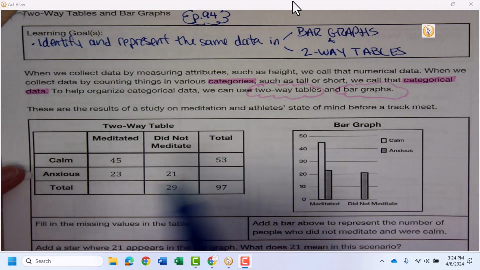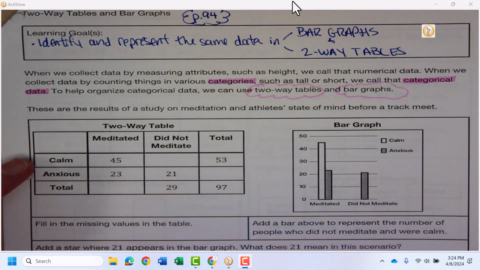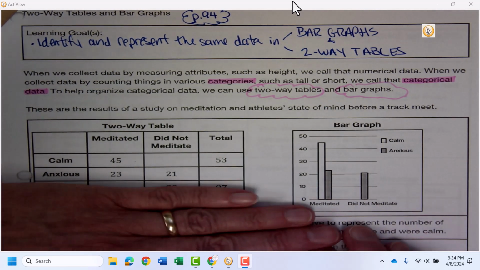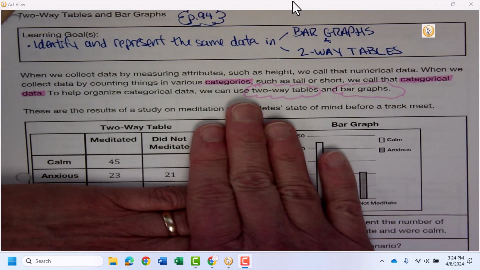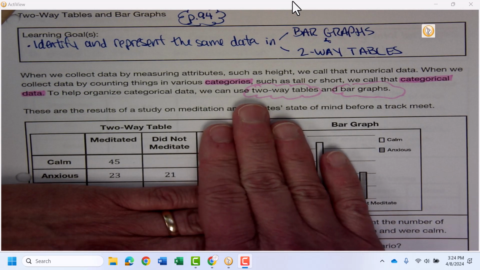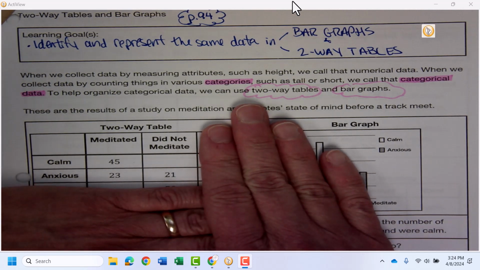So we're looking at this two-way table, and I'm going to start by just covering up a couple of the parts of this two-way table. You can see on the left side we have labels for whether the athletes are calm or anxious. And along the top you can see the two labels that say that these are students that meditated or didn't meditate. So this is a table, but it goes both ways this time, a two-way table.